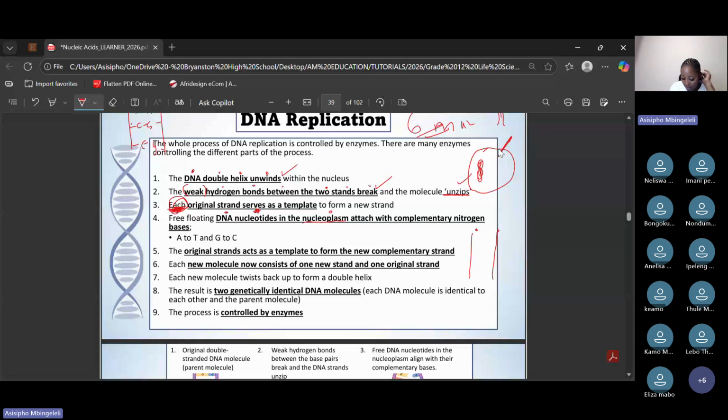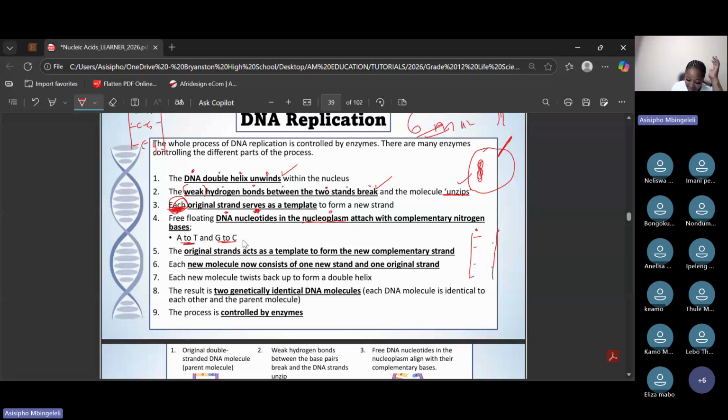So we will do it together. I'm just reading the points. Now, when that happens, A will complement T and G will complement C. Now, when we get to this point, we are going to end up having 4 strands instead of 2 because we will have an original strand and a complementary strand.